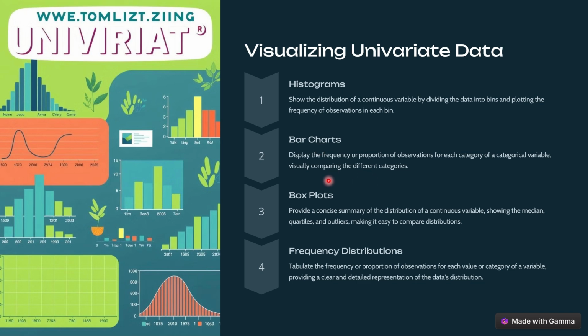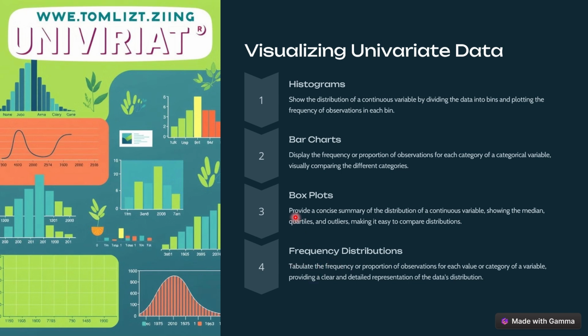Bar chart. Bar charts are similar to histograms but are used for categorical data. Each bar represents a category, and the height of the bar shows the frequency or proportion of observations in the category. Bar charts are great for comparing the size of different categories.